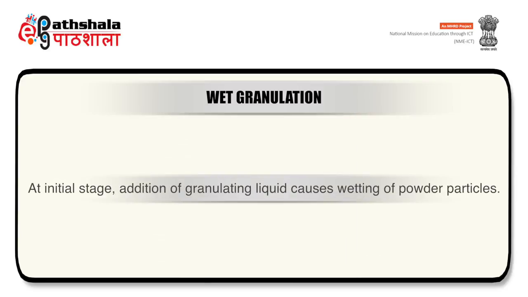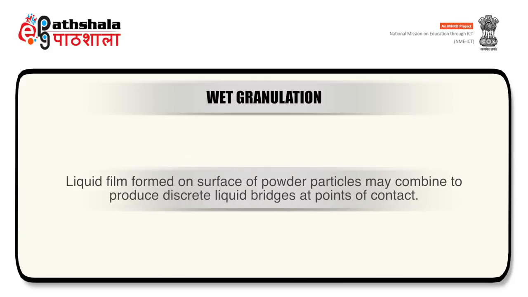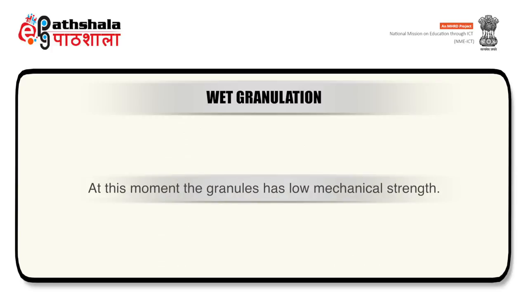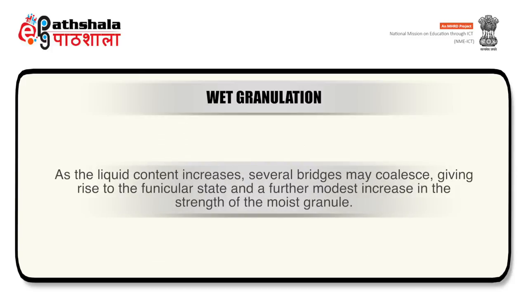At the initial stage, addition of granulating liquid causes wetting of powder particles. The liquid film formed on the surface of powder particles may combine to produce discrete liquid bridges at points of contact. The surface tension and negative capillary pressure in such bridges provide the cohesive force and result in a condition called the pendular state. At this moment, the granule has low mechanical strength. As the liquid content increases, several bridges may coalesce, giving rise to the funicular state and a further modest increase in the strength of the moist granule.